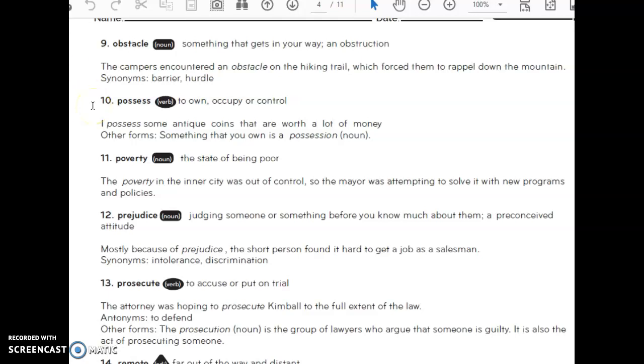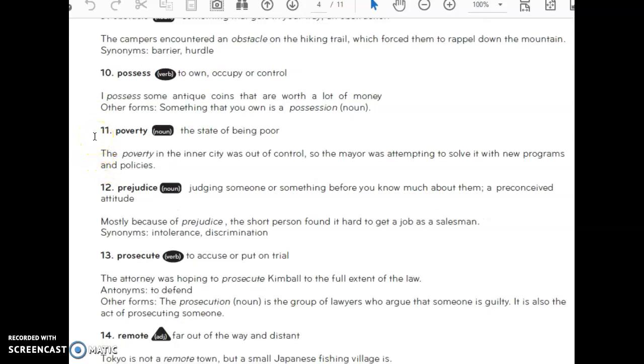Number 10, possess. If you possess something, you own it, occupy, or control. I possess some antique coins that are worth a lot of money. Poverty is a noun, which is the state of being poor. The poverty in the inner city was out of control, so the mayor was attempting to solve it with new programs and policies.